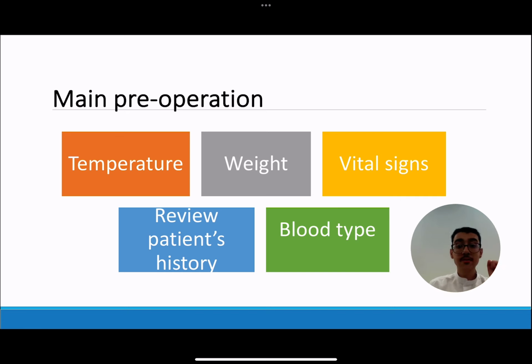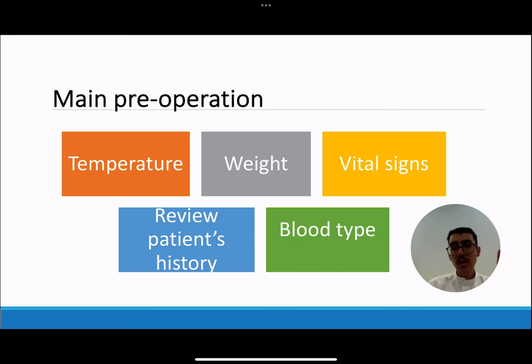Then we have reviewing the patient history. We must know the family history to determine if there are any diseases that may expose the patient to complications after the operation. Then we have blood type.